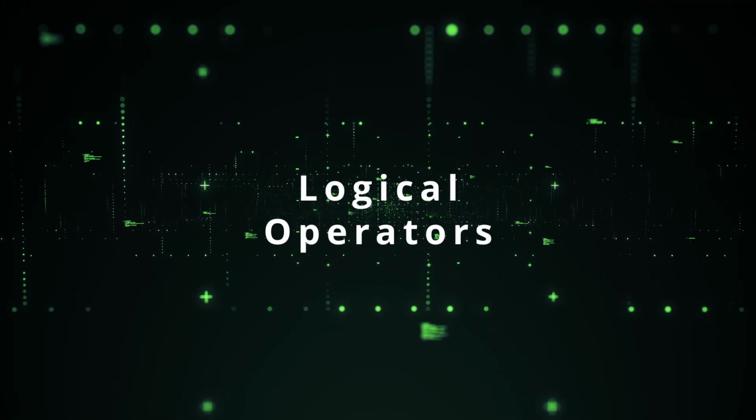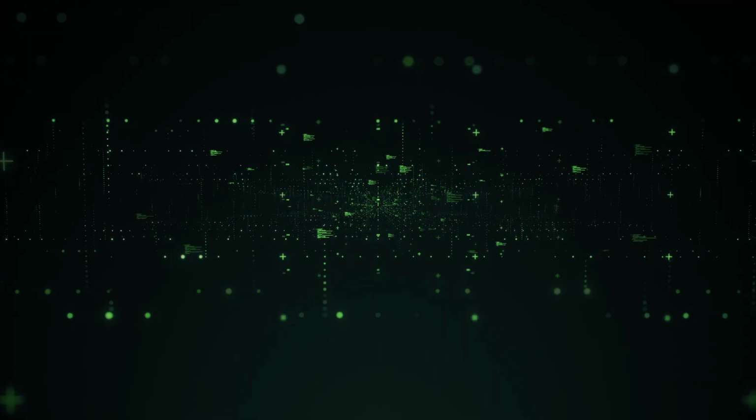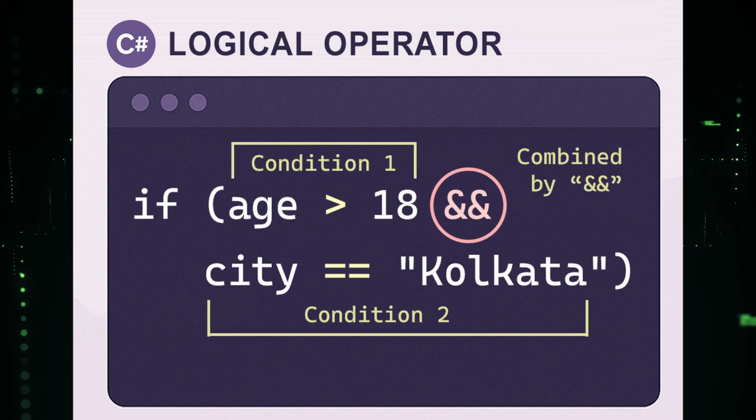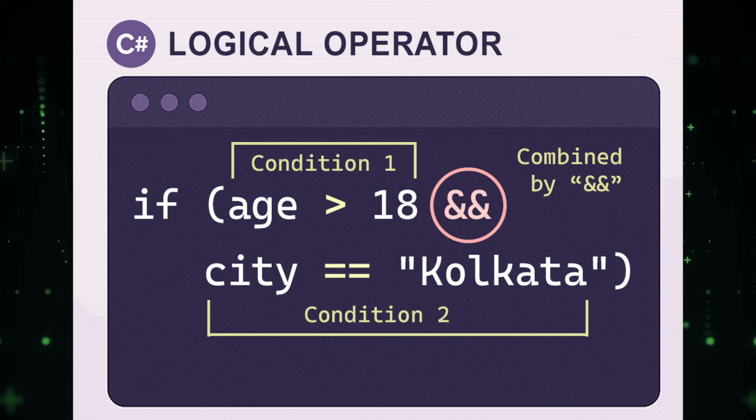Logical operators. These help combine conditions: and, or, not. For example: if age greater than 18 and city equal Kolkata. Now in this case we have two conditions combined with the AND operator.